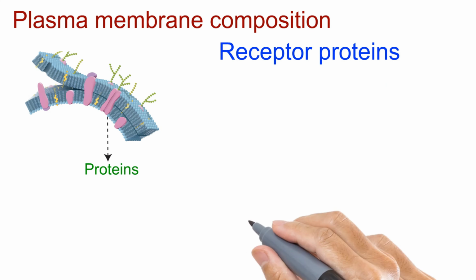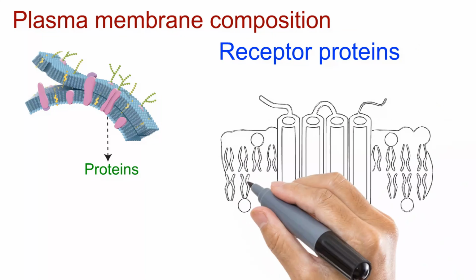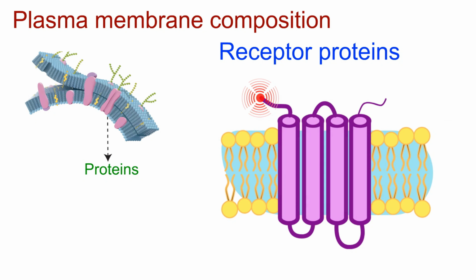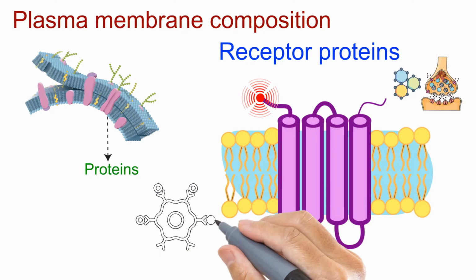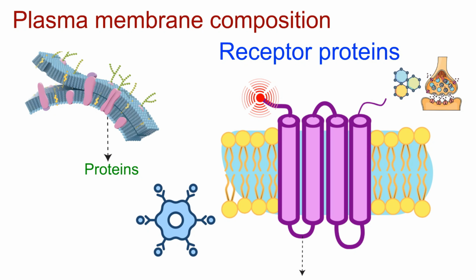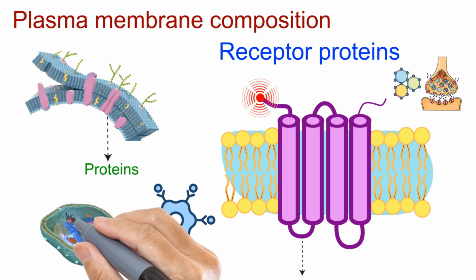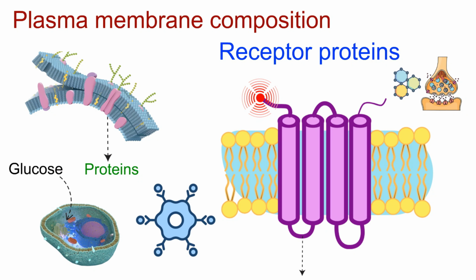Receptor proteins act like the cell's communication antennas. They receive chemical signals, such as hormones or neurotransmitters, from outside the cell and trigger specific responses inside. For example, insulin receptors on the surface of a cell detect the hormone insulin and signal the cell to absorb glucose from the bloodstream. In this way, receptor proteins help the cell respond and adapt to changes in its external environment.